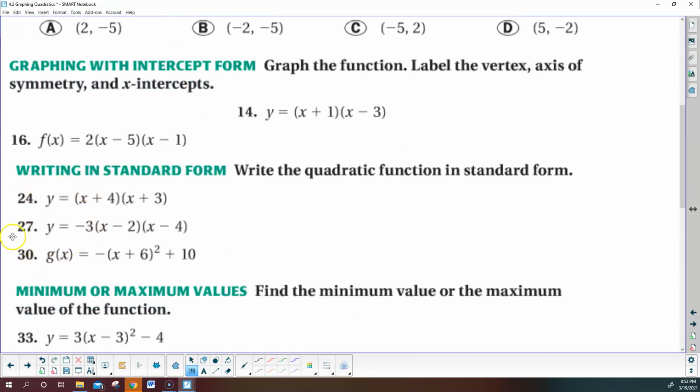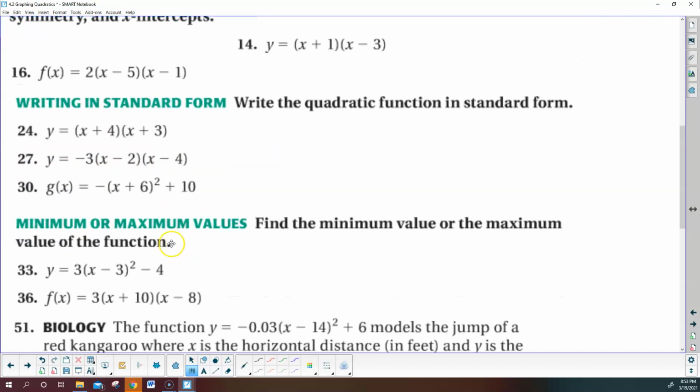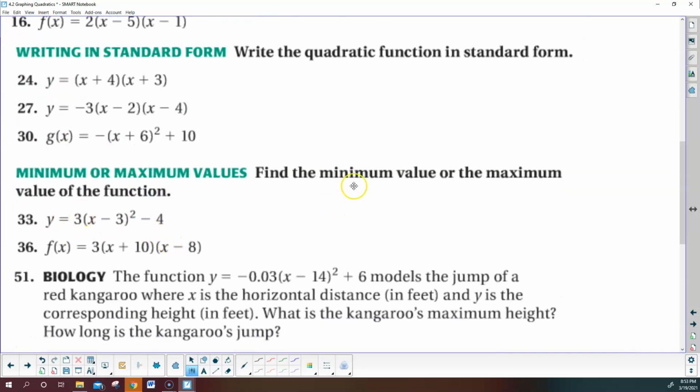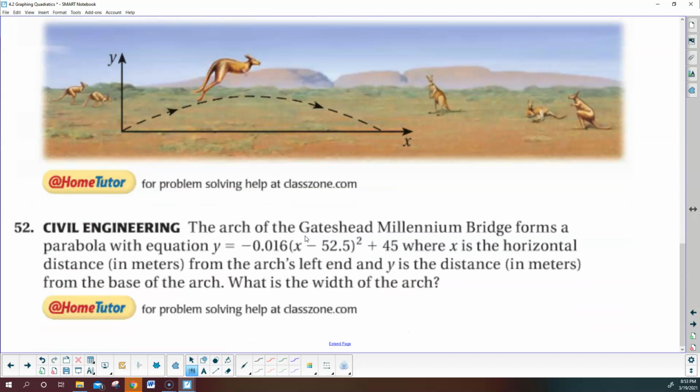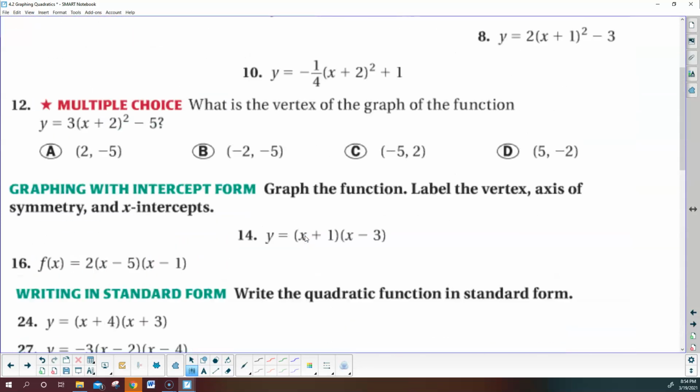The next 3, write in standard form. So you're just doing the last 2 problems we did. You're just going to expand these out. And then on the next 2, find the minimum values. That's just looking at what's the vertex. You don't need a graph for this. You can just use the equations and go. And then the last 2 problems are similar to the football problem we just talked about.